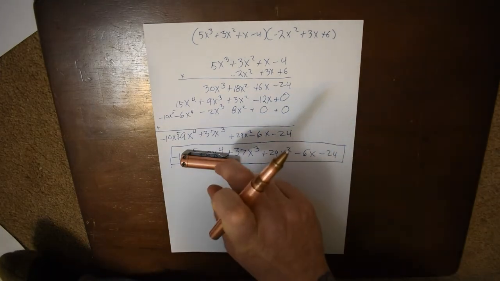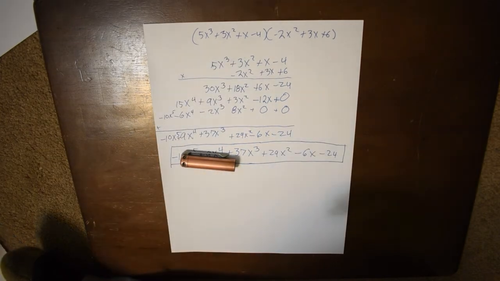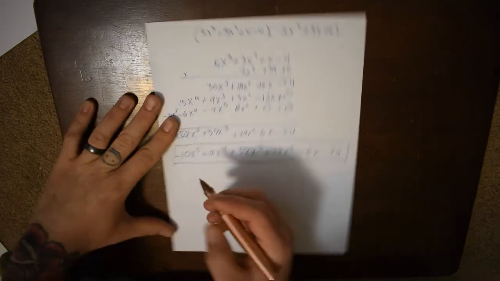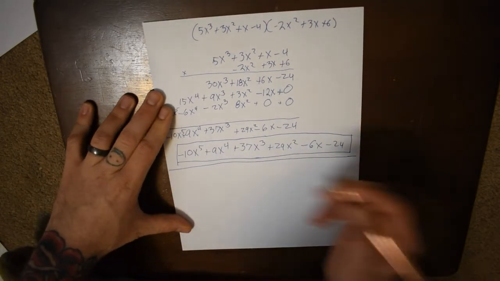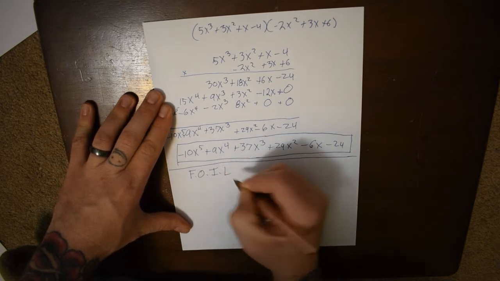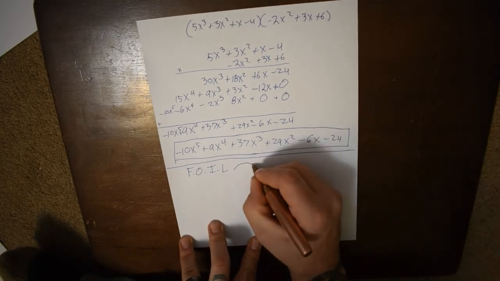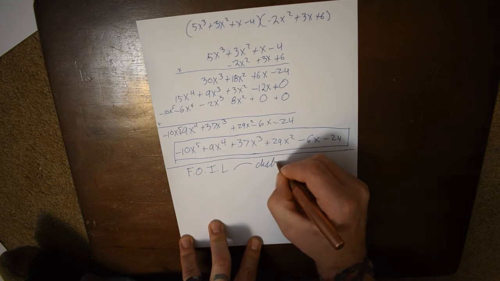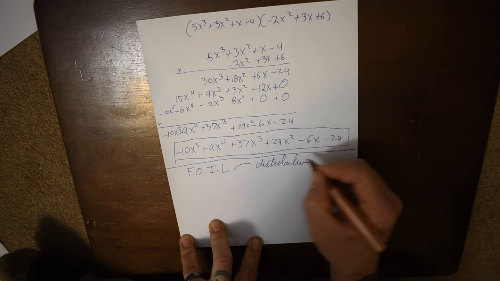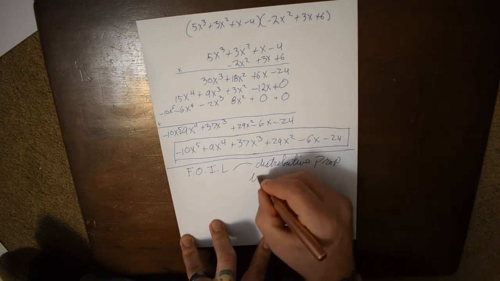So let's talk about a different method for multiplying. Really, we're going to use it to multiply binomials together, but it can be expanded to multiply any polynomials together. This method we're going to talk about is FOIL. FOIL is really an acronym that's going to help us to remember to use the distributive property with binomials.